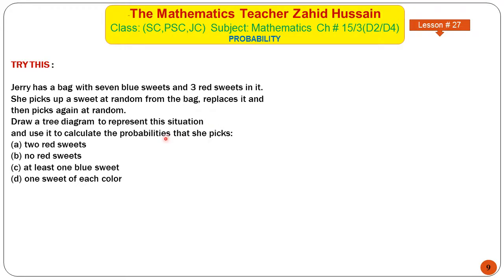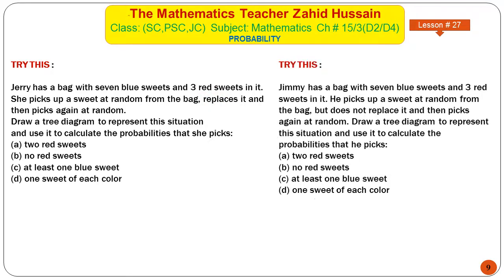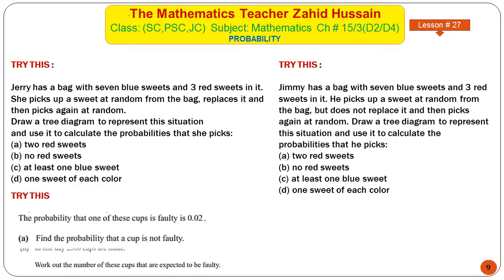Now you will try these questions. This is one question. Replaces it, ये replacement का question है जो कि independent events हैं. Does not replace, ये replace नहीं होता तो इसका मतलब है ये dependent event है. तो इसमें पहले की probability दूसरे की probability को affect करेगी. ट्री डायग्राम बना के आपने इसकी probabilities find करनी.